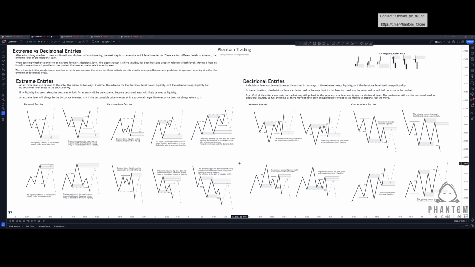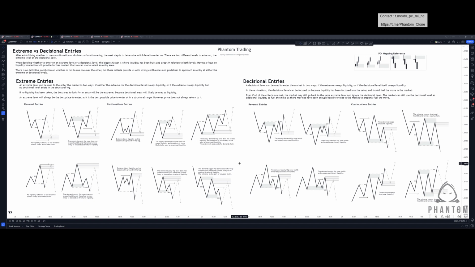Now let's dive into decisional entries. A decisional level can be used to enter the market in two ways: if the extreme sweeps liquidity or if the decisional level itself sweeps liquidity. In these situations, the decisional level can be focused on because liquidity has been factored into the setup and should fuel the move in the market.